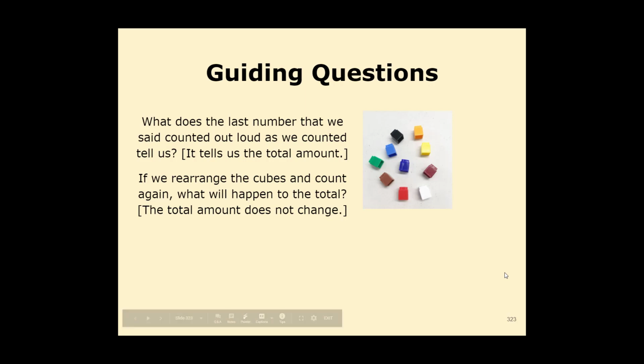Throughout the lesson, I would be asking guiding questions. So I would be saying, like, what does the last number that we counted out loud tell us? If we rearrange the cubes, will that change that total? No. Now, why are we doing that? Remember, children at that age do not have a sense of conservation. So if we looked at Piaget's stages, children at that age are still struggling with the idea of conservation.